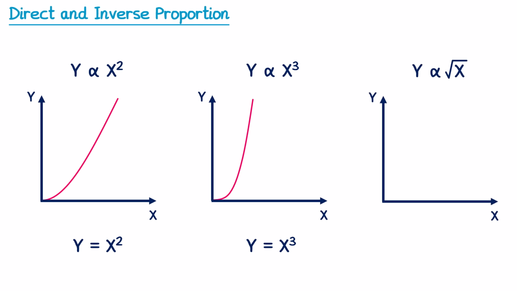Finally, we have the graph of y is proportional to the square root of x. For this, we need to look at the graph of y is equal to the square root of x. Now this graph actually has a similar shape to the graph of y equals x squared, but just reflected over, so it actually looks something like this. You'll need to be able to recognize and sketch out these graphs in your exam.